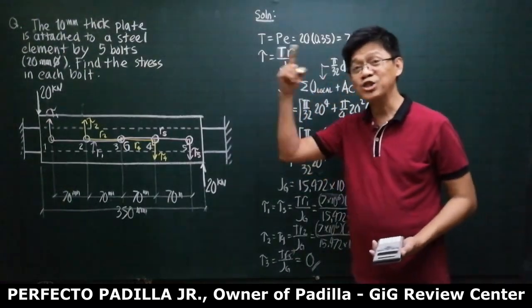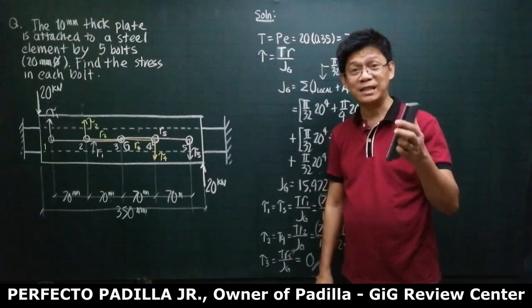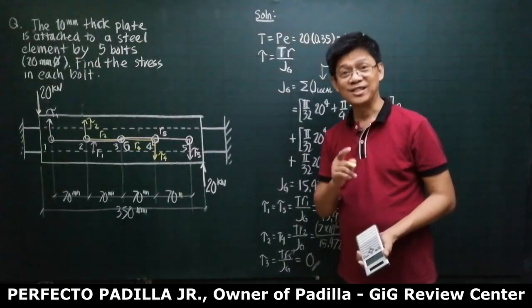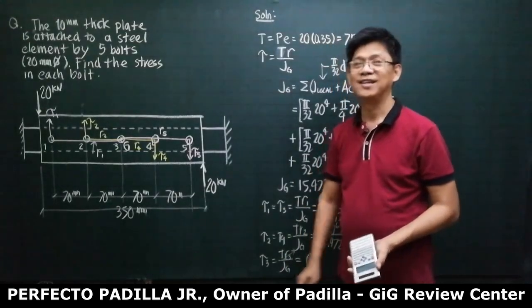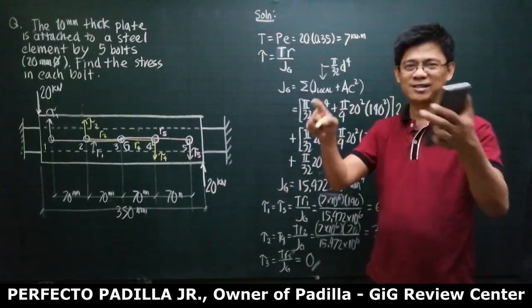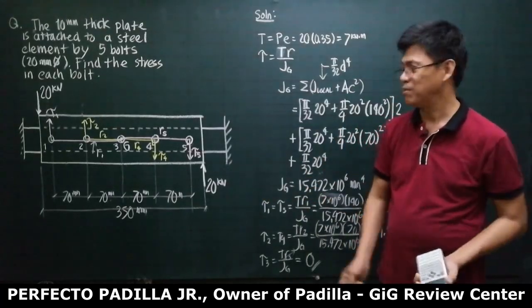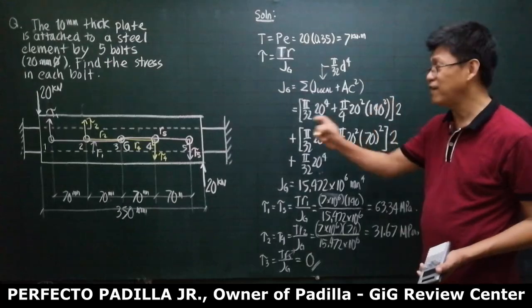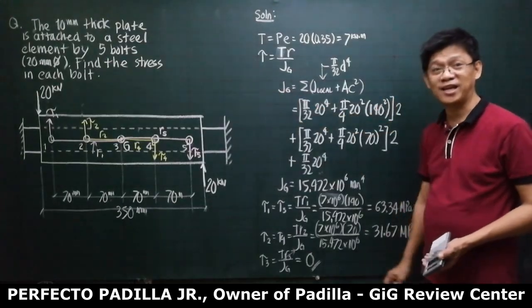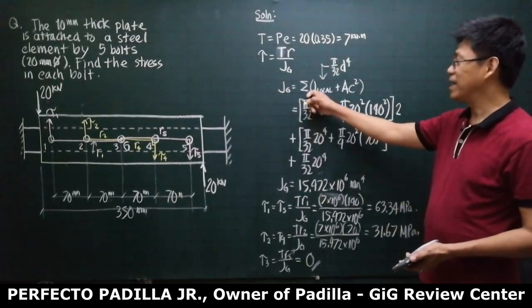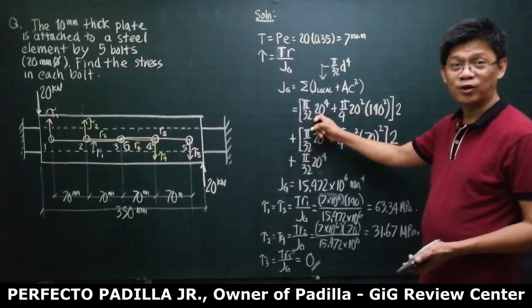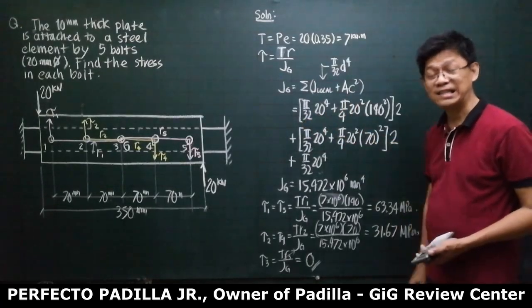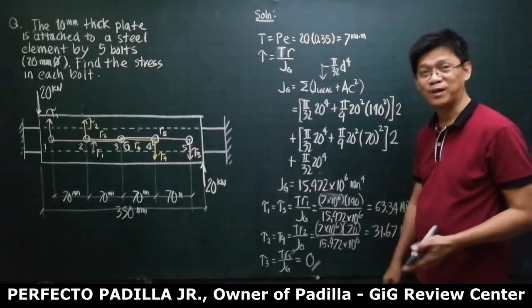So the arrangement of bolts need not be circle. It may be straight, rectangular, or whatever shape. They only differ in the computation of J global. Pi over 32 d to the fourth plus area distance squared. Summation of all of them. You get it?